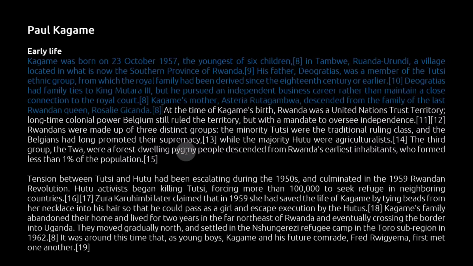At the time of Kagame's birth, Rwanda was a United Nations Trust territory. The long-time colonial power. Okay, this is a description, but in relation to his country. The Tutsi, the Hutu, and we are introduced to the ethnicities that exist in Rwanda. That's the Hutu, the Tutsi, and the Twa. So it's the United Nations had a hand in Rwanda, the Belgians, and then the 3 tribes that live in Rwanda. So it's a description of the entity still, but in relation to his country. So we give it blue.